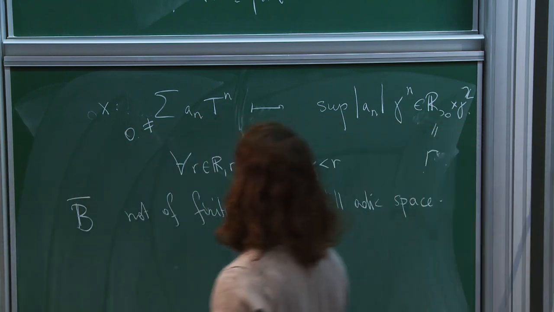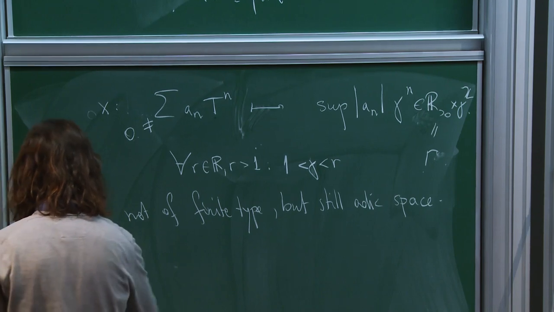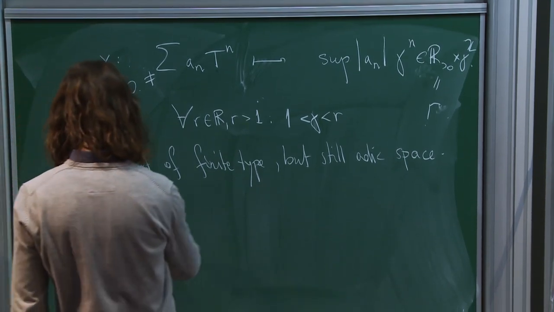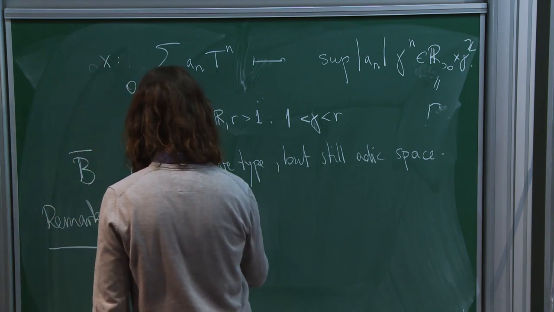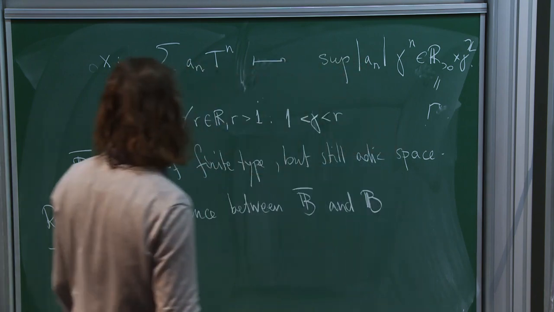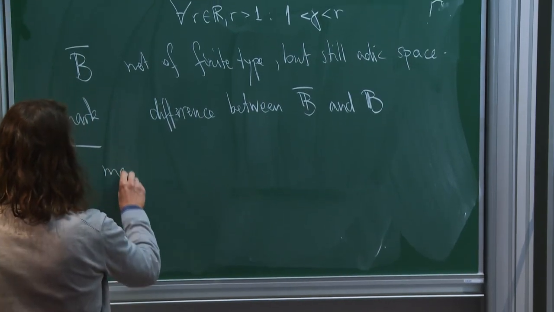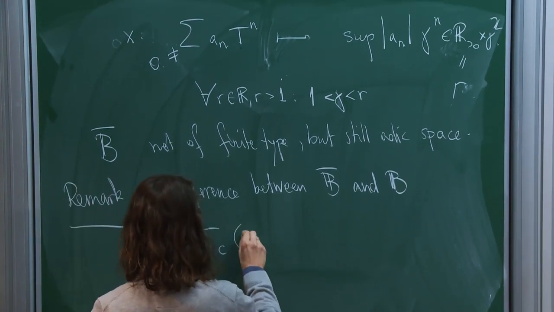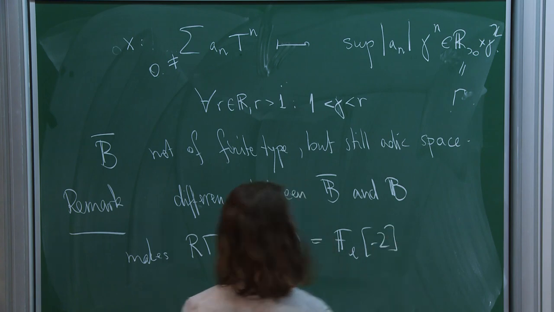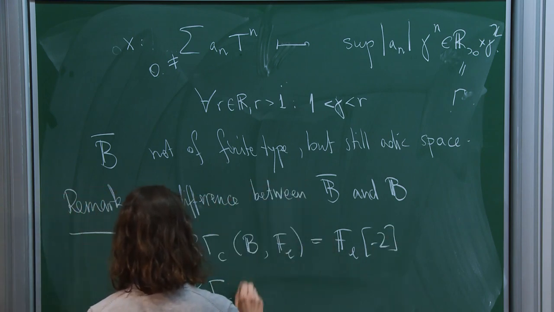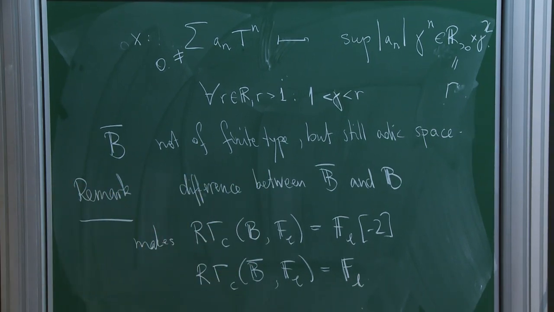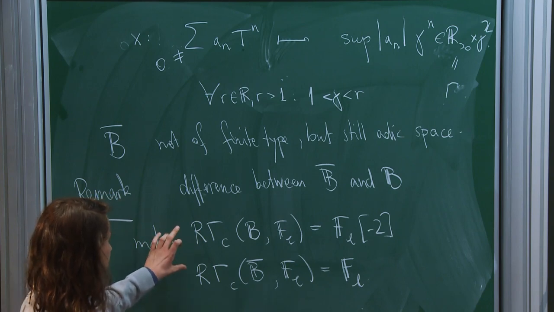And let me maybe make one remark. And maybe one of the key points where I like Huber's theory of adic spaces better than the Berkovich theory. The difference between B bar and B makes the compactly supported cohomology of B with coefficients in, say, FL, FL in degree minus 2. And the compactly supported cohomology of this B bar, well, this is somehow already proper. This would be FL.